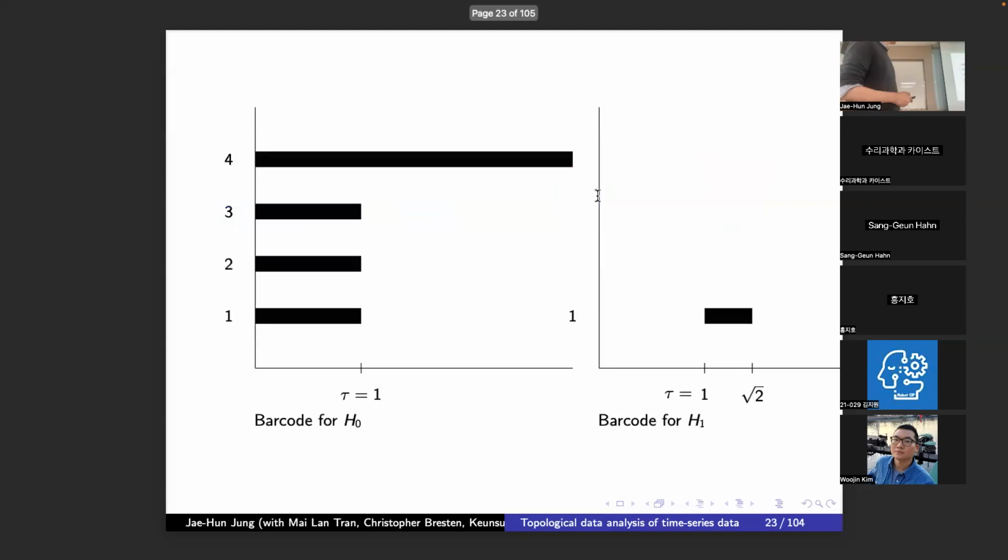Okay, so this is a barcode. For the one-dimensional case, this is a one-dimensional hole. The hole appears at tau equals 1, and then dies at square root of 2. So this is a one-dimensional barcode, and its length is basically the persistence.